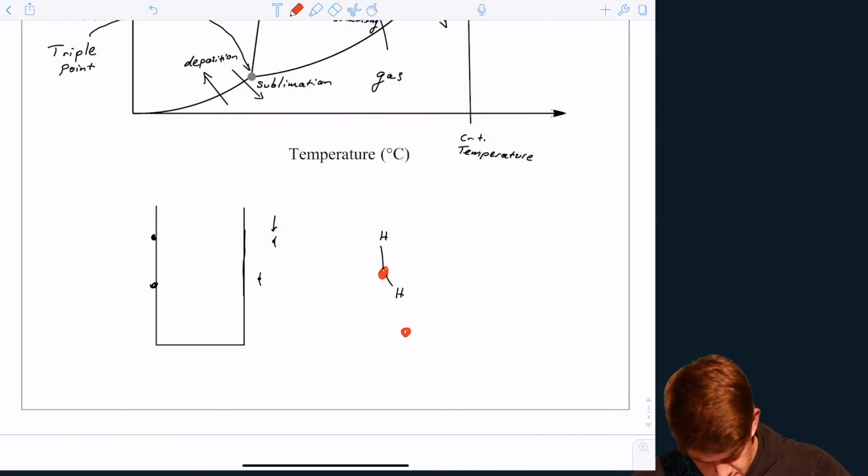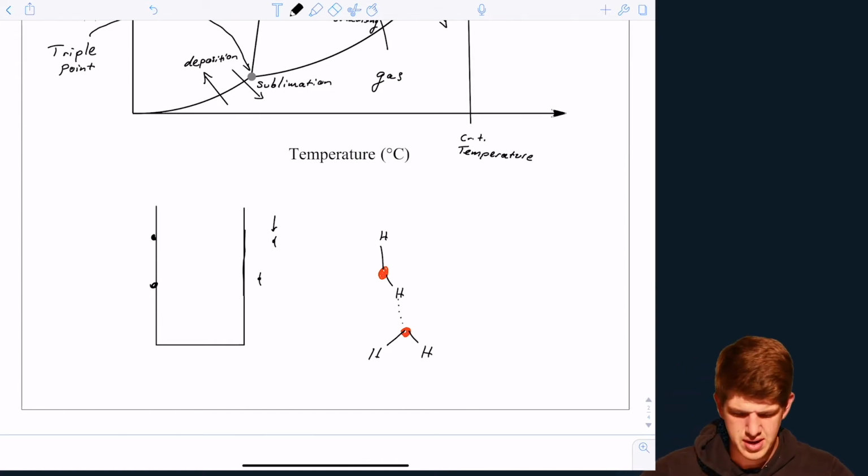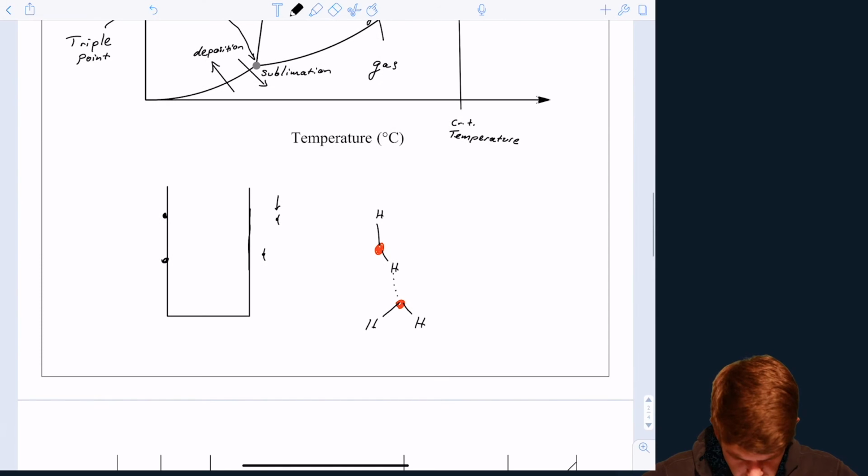Another oxygen with its own hydrogens kind of sees that positive hydrogen and starts to feel a little bit attracted to it. And so if they get close enough, they can start to form these bonds and hold each other near enough that they can enter a liquid phase.